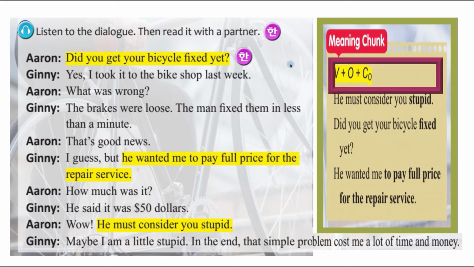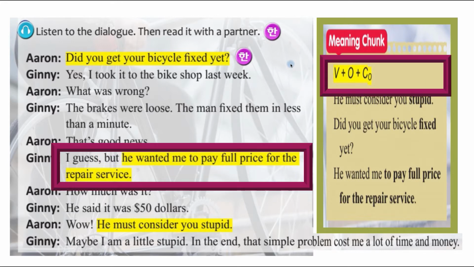So the next one we have, he wanted me to pay full price for the repair service. So what's the main verb? Wanted. And what's the object? Me. Just little old me, just me is the object. Object pronoun, me. Okay. And the object complement is? To pay full price. So not including for the repair service? It's optional. For the repair service is your adverbial. Right, and it's optional. But the object complement is to pay full price.